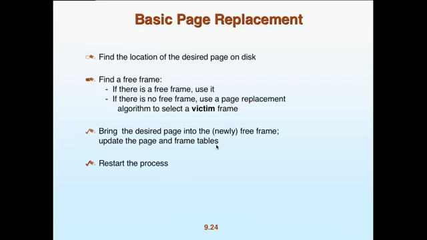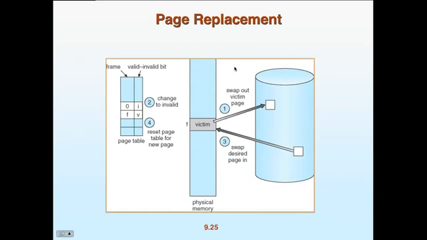So we bring the desired page into memory, into the newly free frame that is created. And then we update the page and the frame tables to indicate that this is now valid, and then we restart the process. So the basic page replacement is doing nothing more than picking the victim and saying, okay, now you're going away, now we're going to load some stuff into you, and now you're going to represent the page.